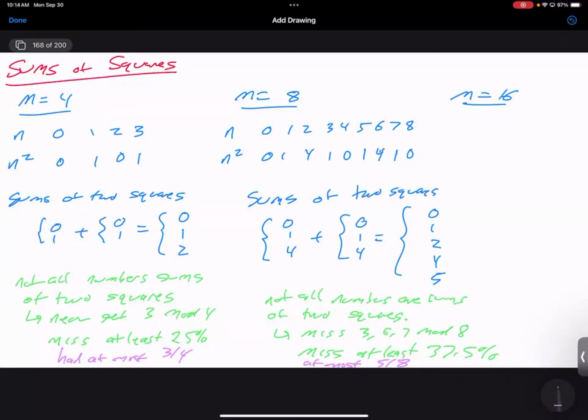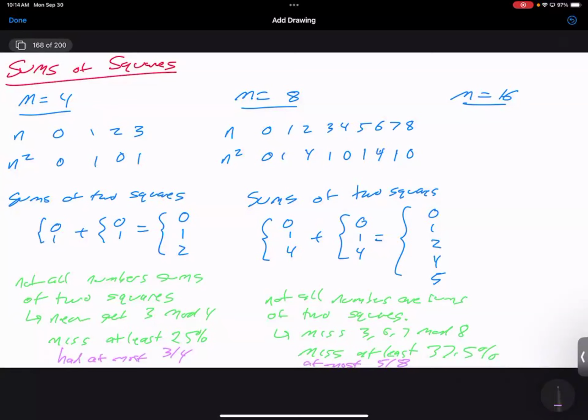3/4, 5/8, what would you guess for the 16ths? How many do you think you have? How many do you think you miss? I'm sorry? 1/2. You think it's going to be exactly 1/2? Oh, actually, no, then it's going to drop to 0.